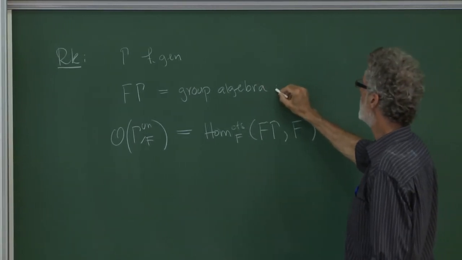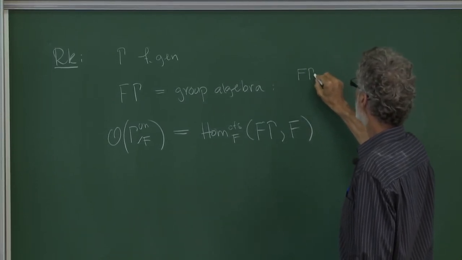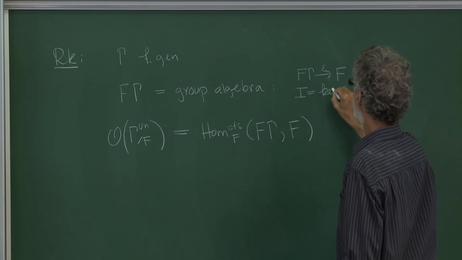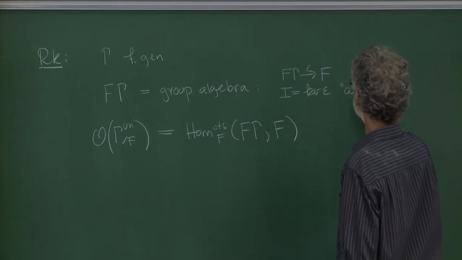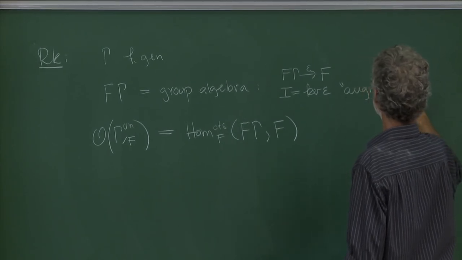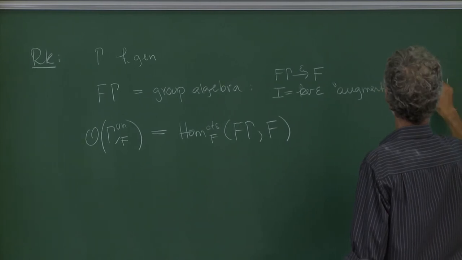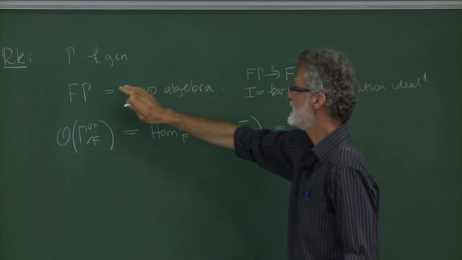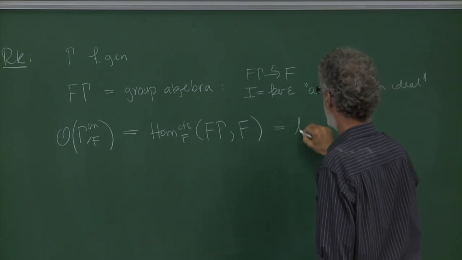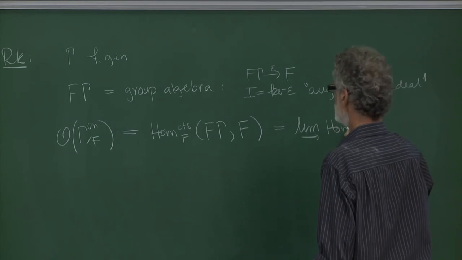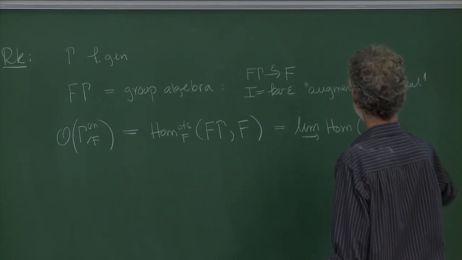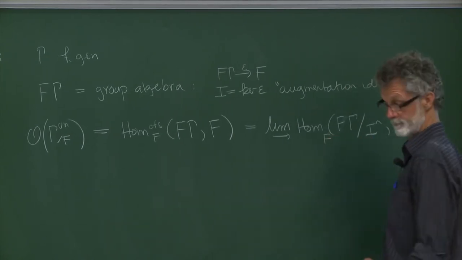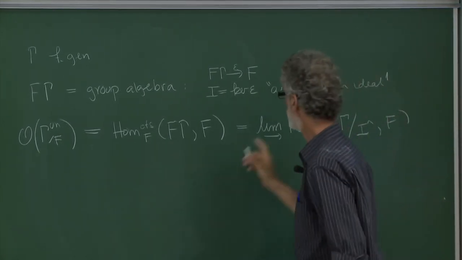So what does Hom continuous mean here? You've got an augmentation from F gamma into F, the standard augmentation, and you've got an ideal I, which is the kernel of epsilon, the augmentation. It defines a topology on this by the powers of this ideal. So we can give this the I-adic topology. And so this is also the direct limit of the Hom from F gamma mod I to the n into F. And this is a Hopf algebra. You can easily check.